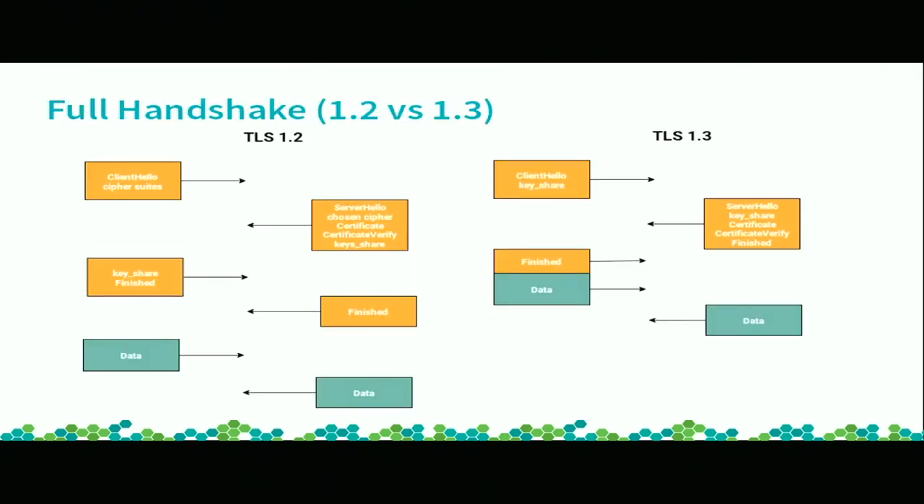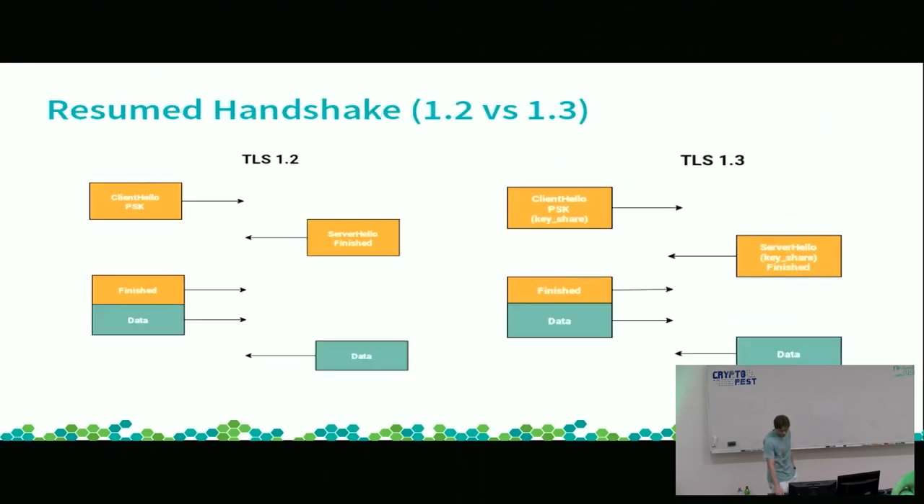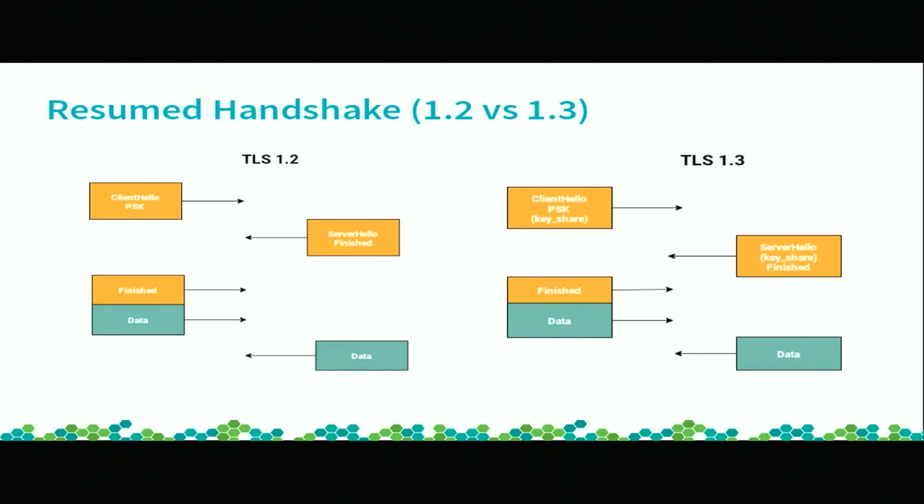This is the full handshake, and there are two mechanisms in 1.2 for the session resumption. There's a session ID, which is transmitted during the handshake, and there's also a session ticket, which is transmitted after that. TLS 1.3 doesn't use any of these mechanisms. It has its own.